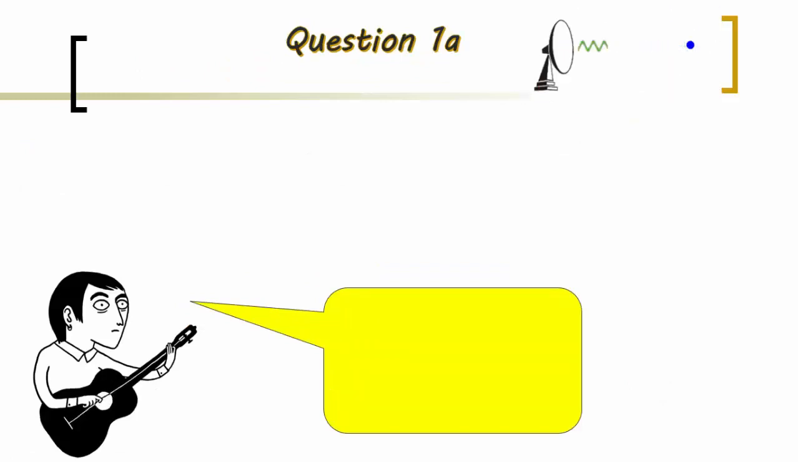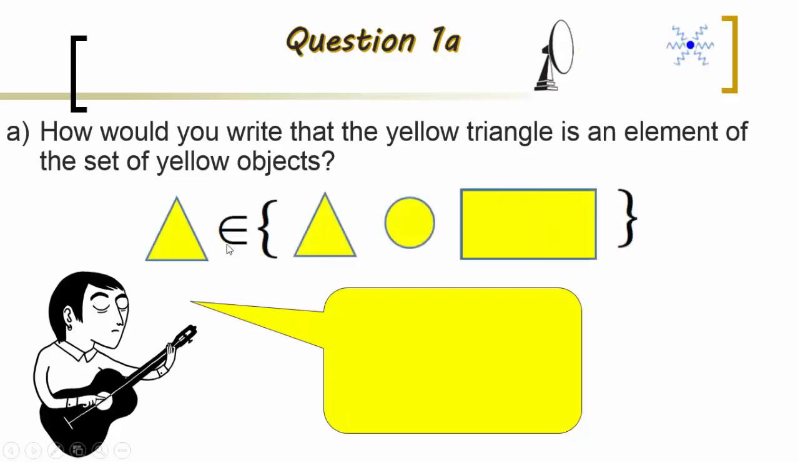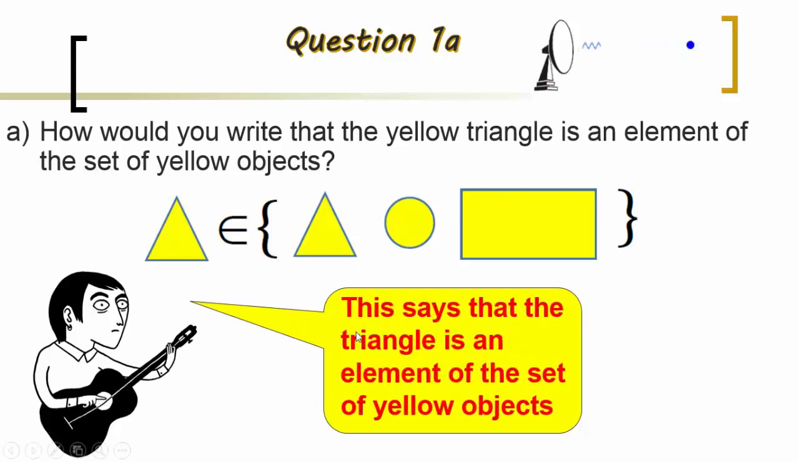Now let's look at example number 7a, and it asks us, how would we write that a yellow triangle is an element of the set of yellow objects? Well, that means we would have the yellow triangle and use that symbol, meaning element of, and then we put the curly brackets with our original set, because we see that indeed there is a yellow triangle in there, and that means that it's an element of it. So this says the triangle is an element of the set of yellow objects.